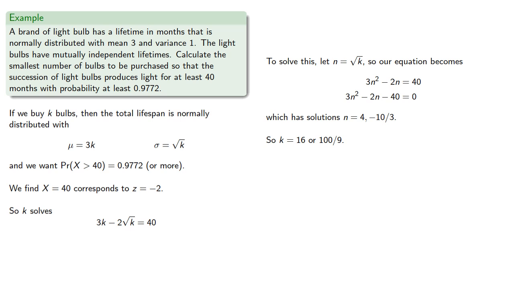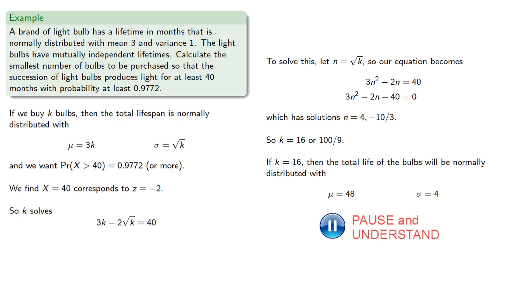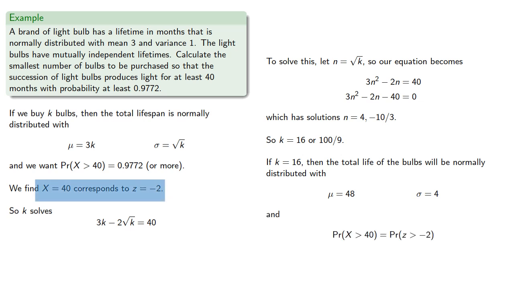On the other hand, if k equals 16, the total life of the bulbs will be normally distributed with mean 48, standard deviation 4, and our z-score, -2 as promised, and so our probability that we exceed a total life of 40 months is going to be at least 0.9772 as desired.